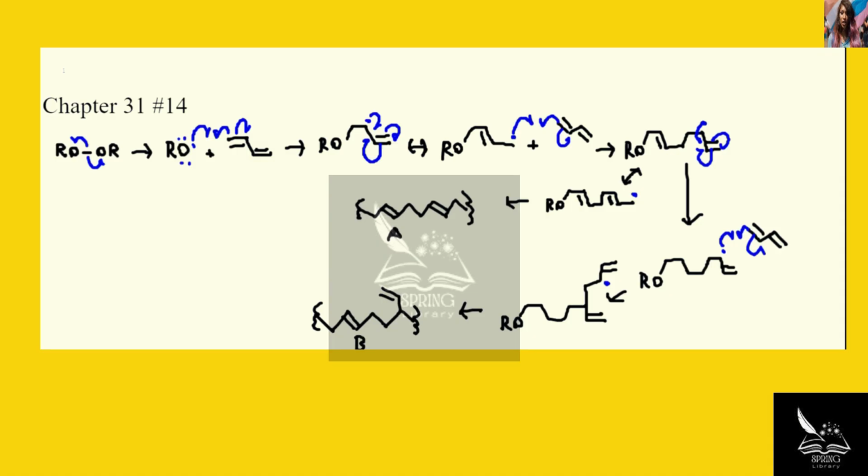And so, as I said, when the radical continues to rearrange at each step in the polymerization, you end up with A. When it doesn't rearrange and a monomer adds to the secondary radical rather than the primary radical, you end up with branches as a result of that, and you end up with a polymer that the problem labels B. And so that's the answer to chapter 31, problem number 14.